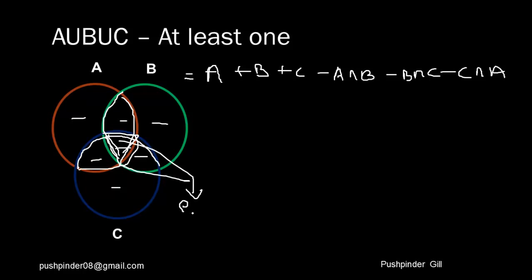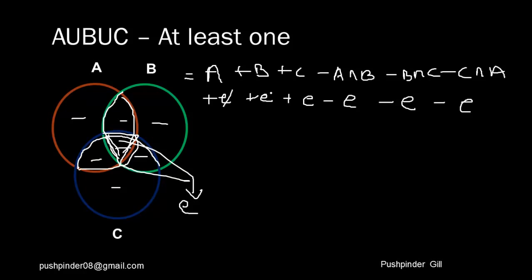Let me call it E. So this area is part of A, that means it has been added here. This area is a part of B as well, it has been added here. This area is a part of C as well, it has been added here. This area is part of A intersection B as well, that means it's added here. It's basically part of every area because it's common to all.